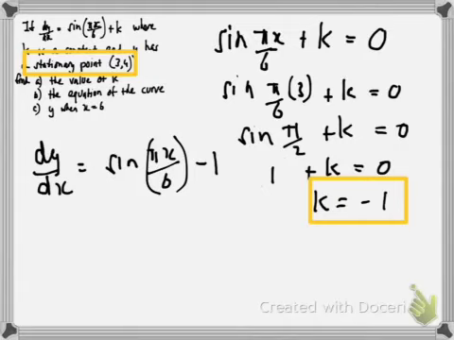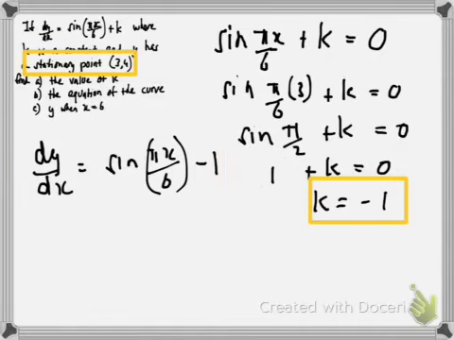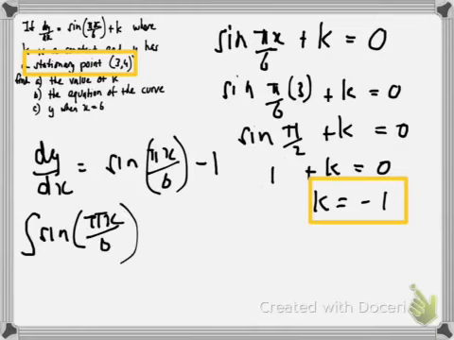Alright, now we're going to find the equation of the curve. Now remember, we've got the derivative. And to find the equation of the curve from the derivative, we integrate. Okay? So let's do that. So the integral of sin(πx/6) minus 1. First of all, sine goes to negative cos, so it's negative 1 over the coefficient. Coefficient of x is π on 6. Minus 1. So the integral of 1 is x.